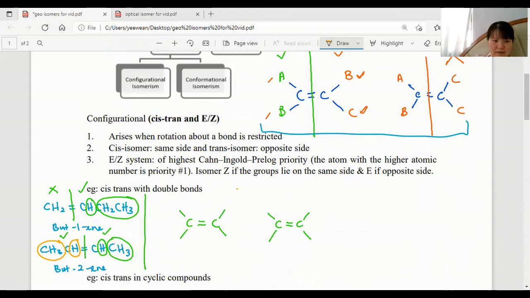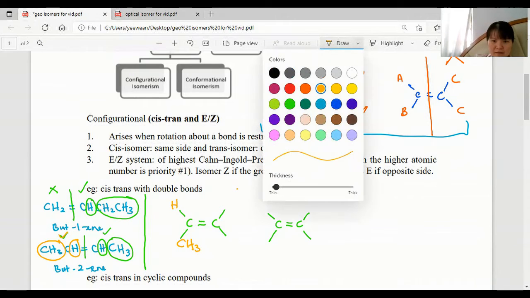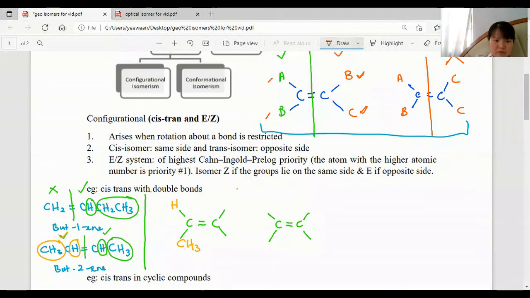Okay, let's settle the left side first. A H and a CH3. So a H and a CH3. On the right side, it's also a H and a CH3, and for cis, they have to be on the same side. So I'm going to put a H on the same side, and the CH3 on the same side, same side. So this is a cis butene.